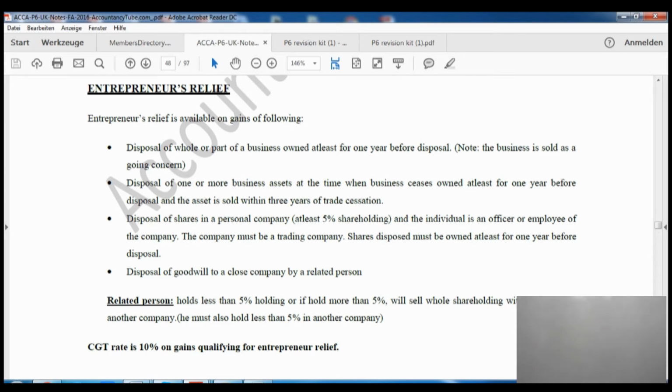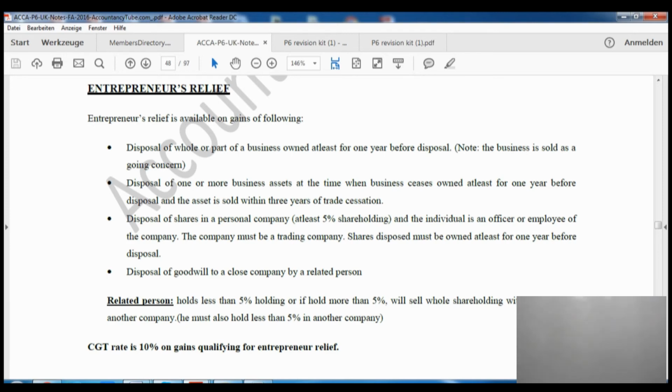Then it says disposal of one or more business assets at the time when business ceases, owned at least 1 year before disposal, and the asset is sold within 3 years of the trade cessation. So it simply means that either if you sell a business as going concern, or if you sell an asset which you use in the business. But there are some conditions if you sell an asset. So what does the condition say?